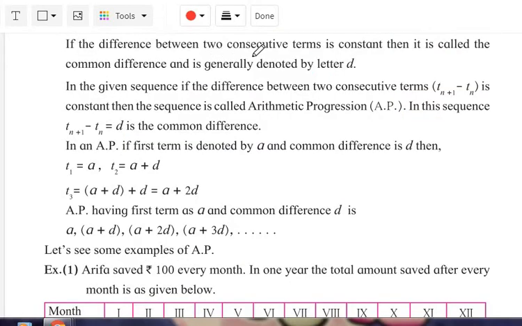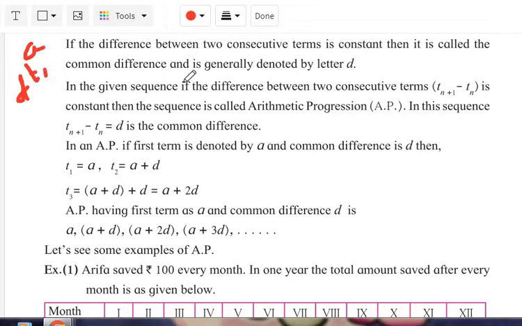If the difference between two consecutive terms is constant, then it is called the common difference. And it is denoted by D. D means common difference. Remember, A is the first term, or T1. I told you earlier about T1.